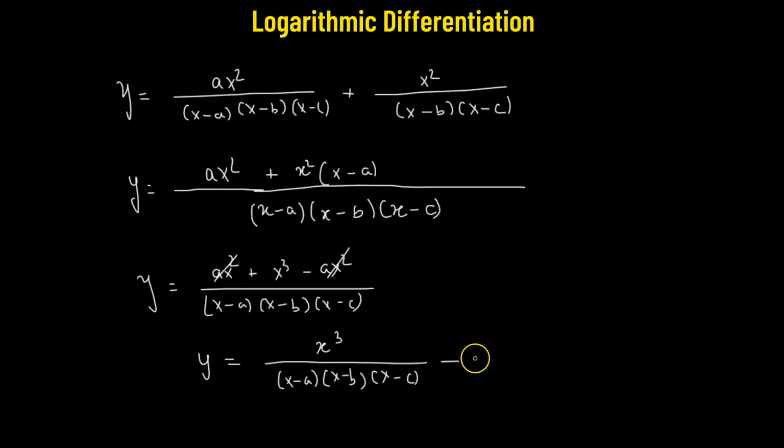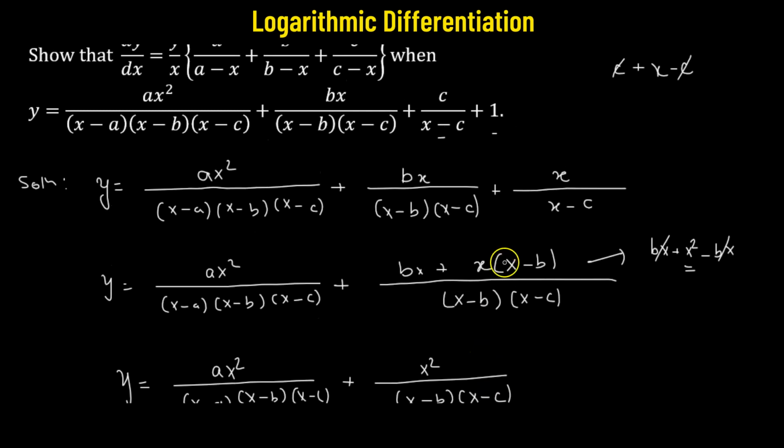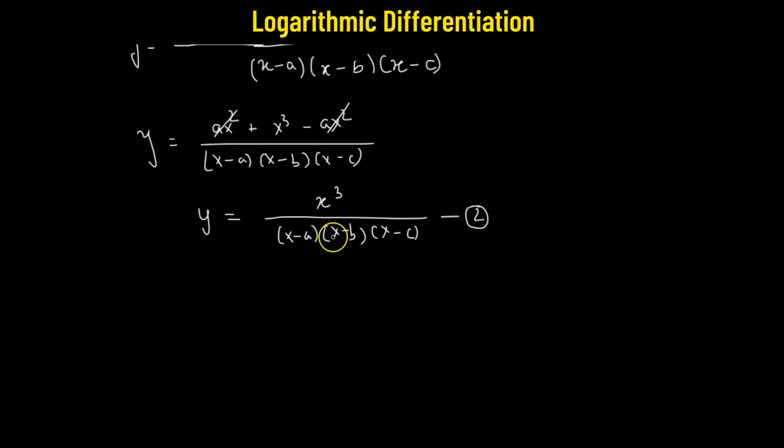So we're going to label this as equation number 2. So we started out with equation number 1. So that means this particular expression has now been simplified to give us y equals to x cubed divided by x minus a times x minus b times x minus c. Now we'll take the natural logarithm on both sides. So we'll get natural log of y equals to natural log of x cubed divided by x minus a times x minus b multiplied to x minus c.